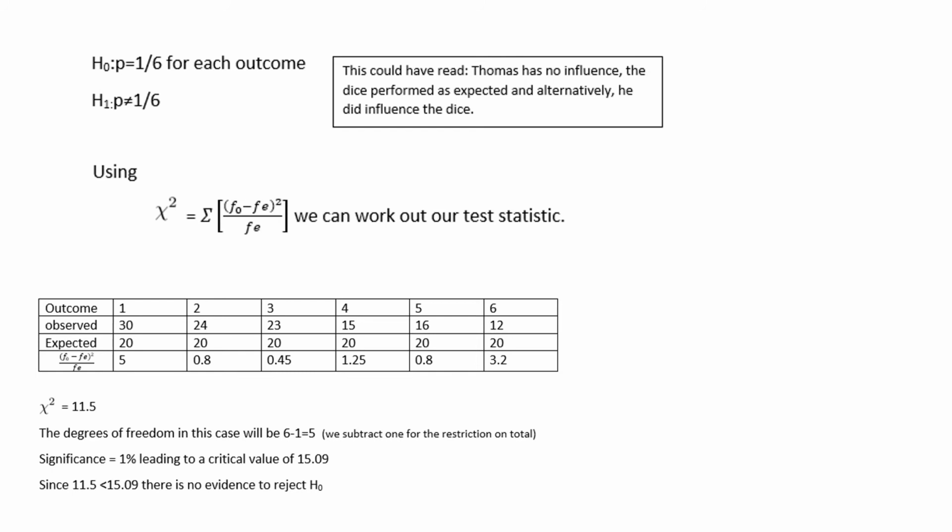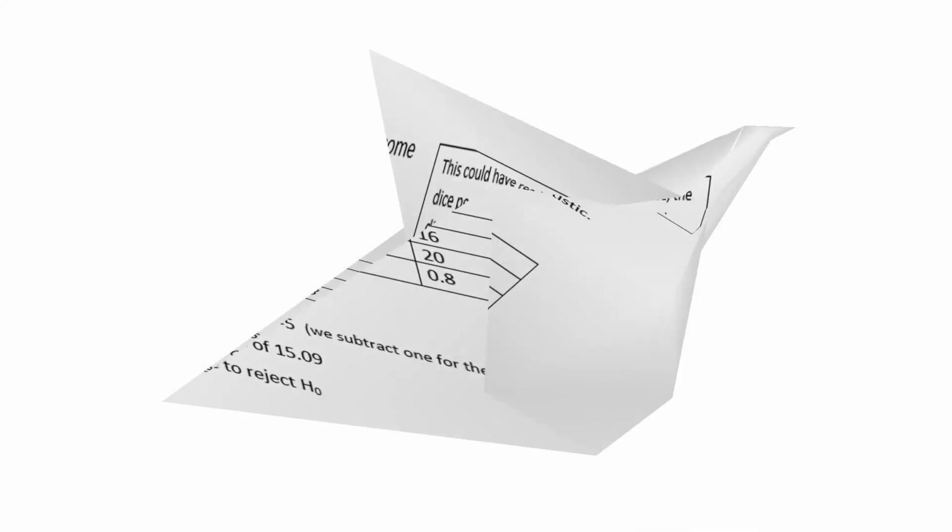If I look this up on the table, I haven't put the table up here again, but if you flick back for 1%, remember you would look up 99, look that up and you'd find critical value of 15.09. Our value isn't near 15.09, so there is no evidence to reject H0. In other words, Thomas has no influence on the dice.